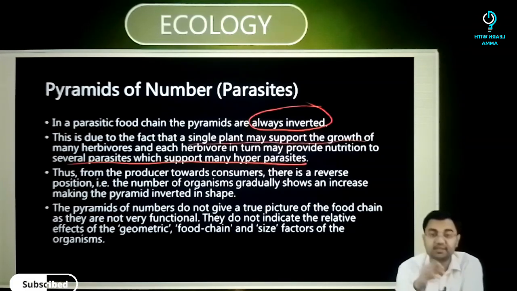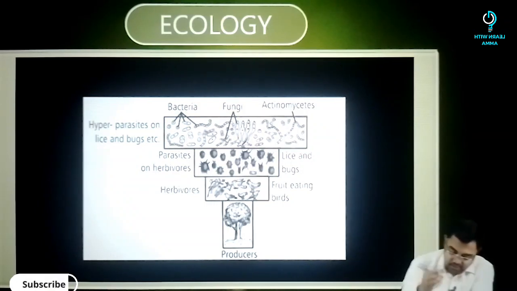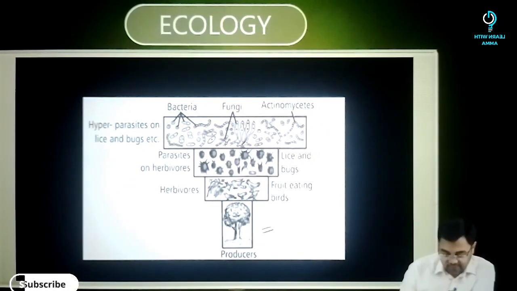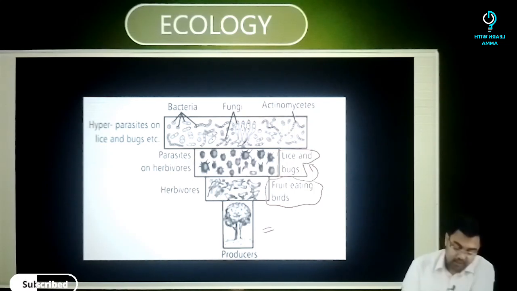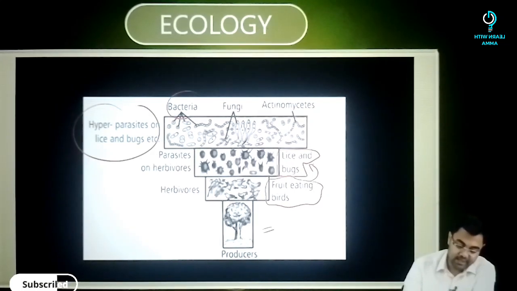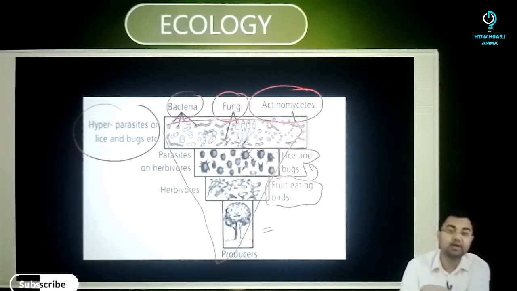So what are parasites and what are hyperparasites? If you look at this particular picture, you have a producer from where you have herbivores like fruit eating birds. Then from there you have the parasites like lice and bugs, and then you have the hyperparasites like bacteria, fungi, or actinomycetes. So if you look at this, this is an inverted pyramid.